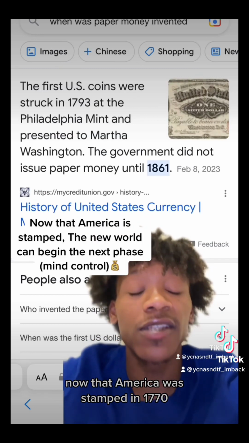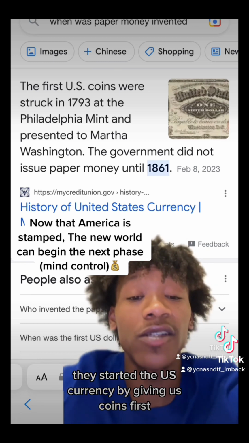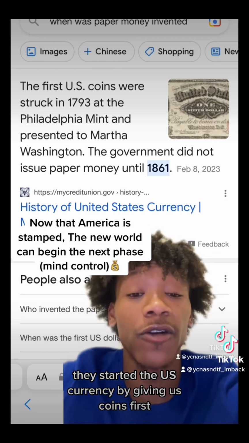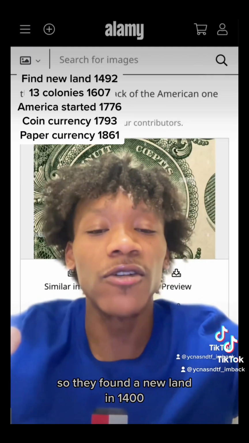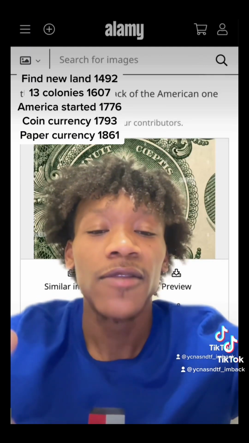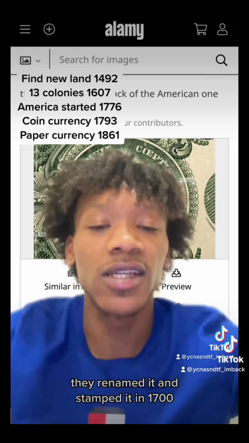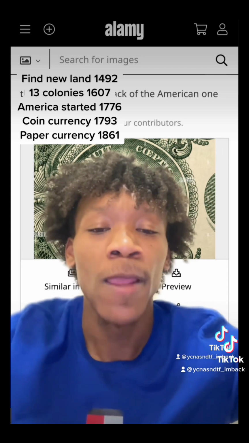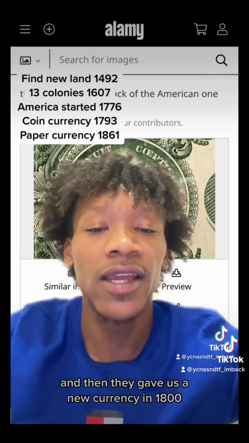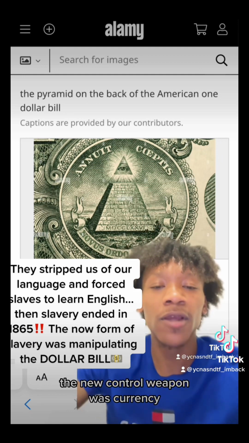Now that America was stamped in 1776, 20 years after that, they started the U.S. currency by giving us coins first. And then paper money came in 1861. So they found a new land in 1400. They took over in 1600. They renamed it and stamped it in 1700. And then they gave the first currencies at the end of 1700. And then they gave us a new currency in 1800. So now that the new world has started, the new control weapon was currency.